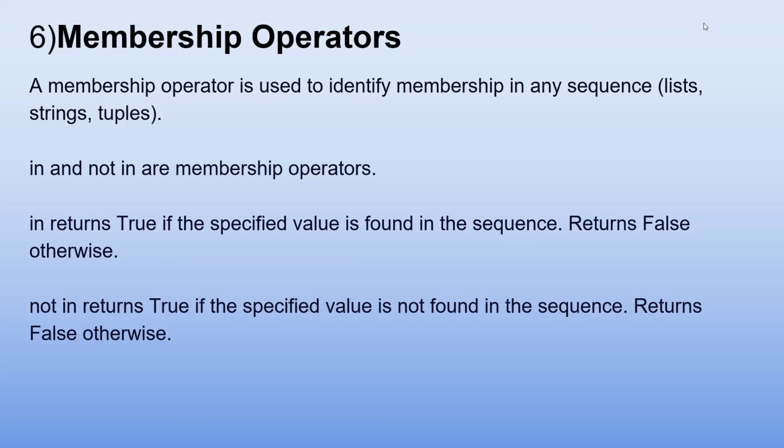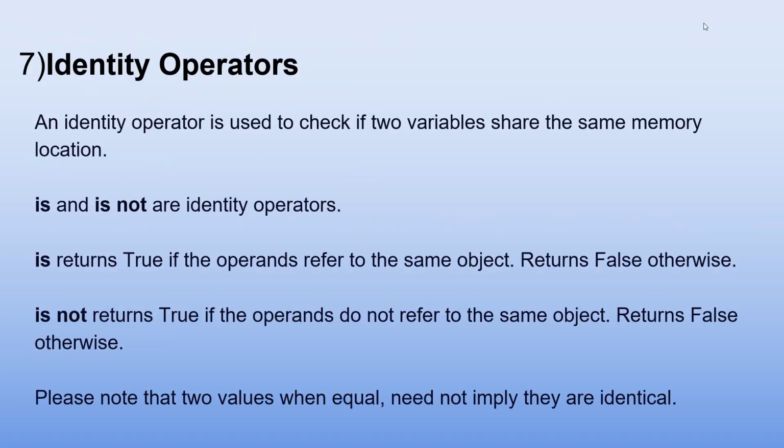Then we have the identity operators. Let us go with the definition, which goes like: an identity operator is used to check whether two variables share the same memory location. is and is not are the identity operators. So we have to remember these two operators, is and is not. is returns true if the operands refer to the same object, or else it will return false. is not returns true if the operands do not refer to the same object, or else it will result in false.